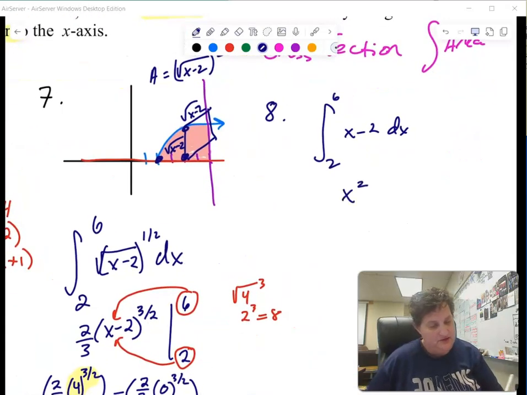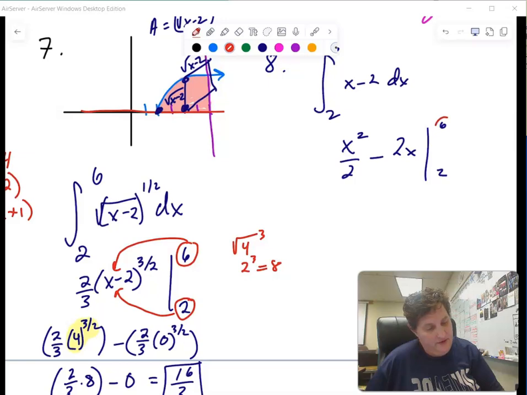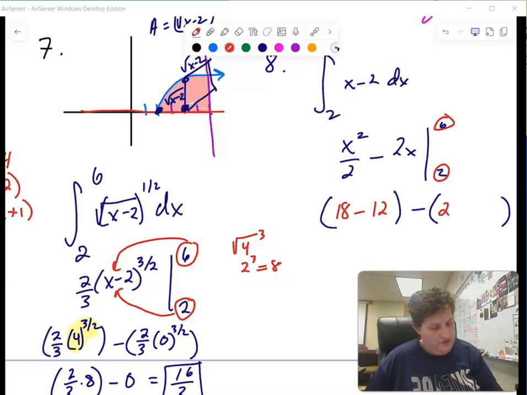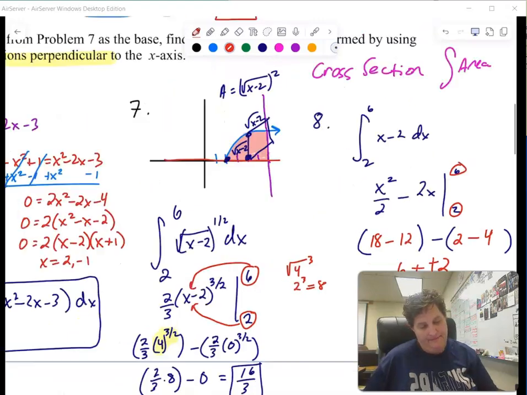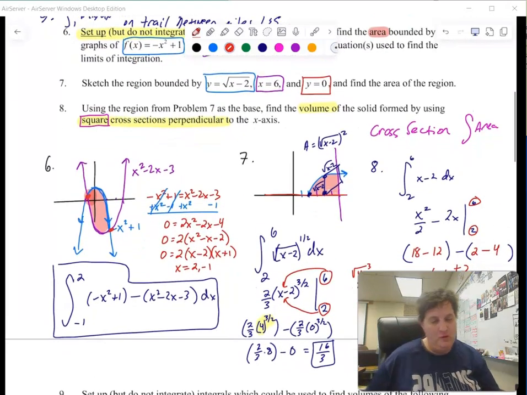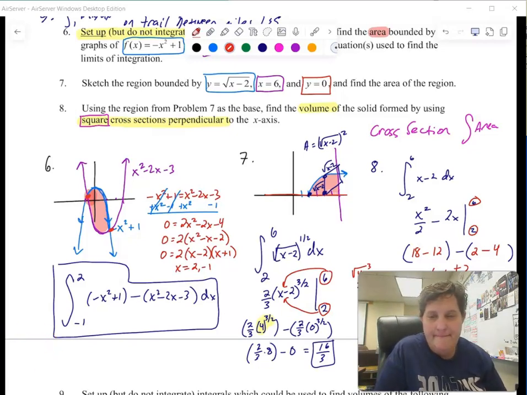Now, when I integrate that, x squared over 2 minus 2x. Let's go ahead and evaluate this, top minus bottom. When I plug in 6, 6 squared, 36 over 2 is 18, and 6 times 2 is 12. When I plug in 2, 2 squared is 4 over 2 is 2, minus 4. So I end up getting 6 minus negative 2, which is 8. Cool, and that's the area of the shape that's formed.